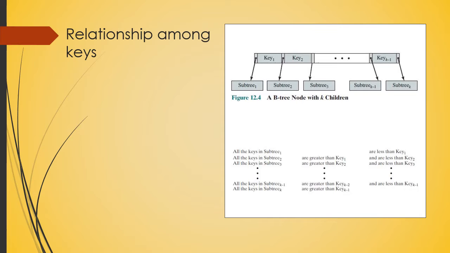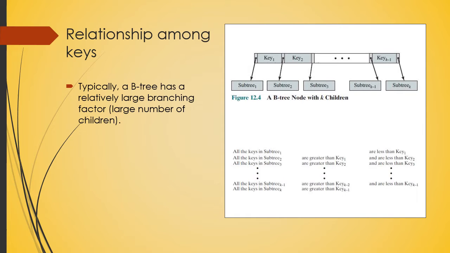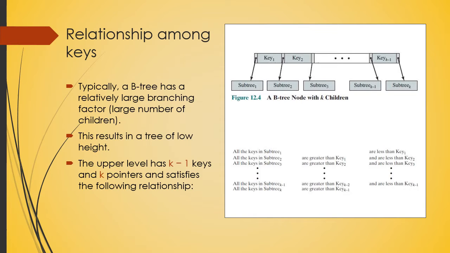Relationship among keys. Typically, a B tree has a relatively large branching factor, a large number of children. This results in a tree of low height. The upper level has k-1 keys and k pointers and satisfies the following relationship: key 1 is less than key 2, which is less than key k minus 1.